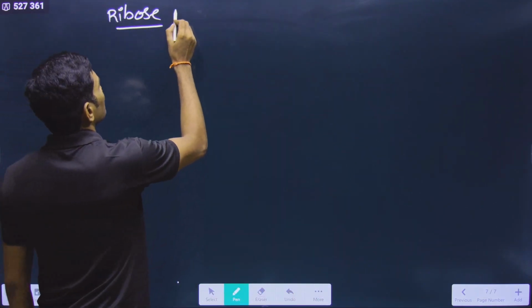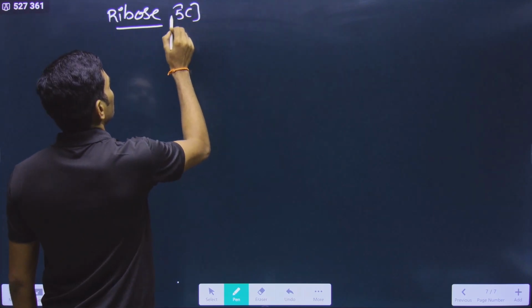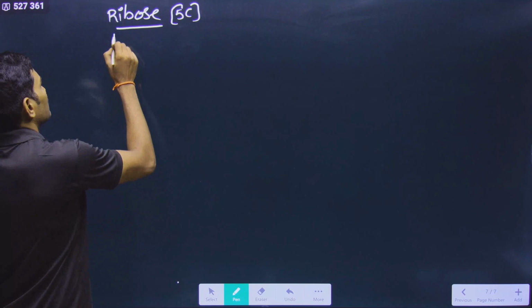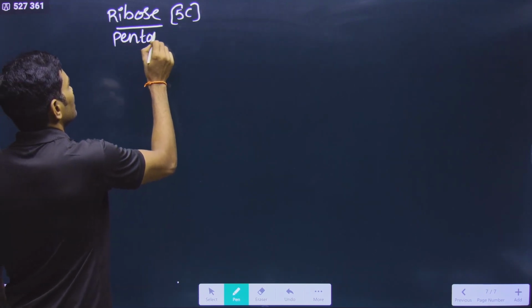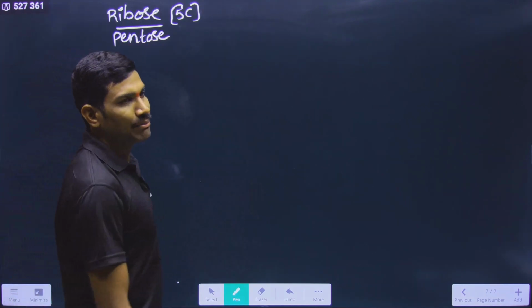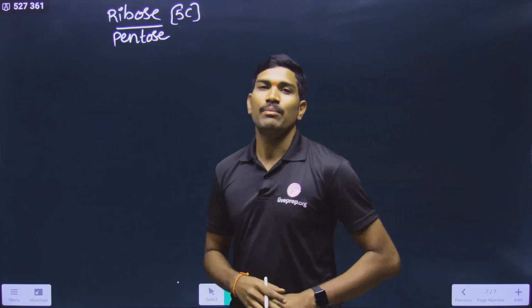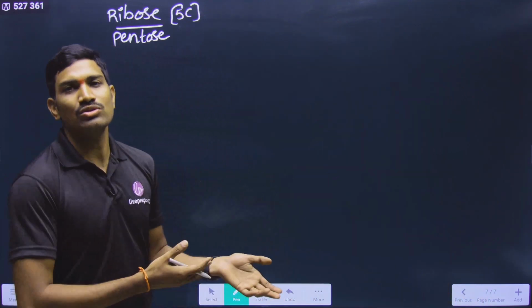What is this ribose? Ribose is a 5-carbon containing sugar. That's why it is a pentose sugar. Penta means what? 5 carbon containing sugar. That's why it is called a pentose sugar. So this is a monosaccharide.